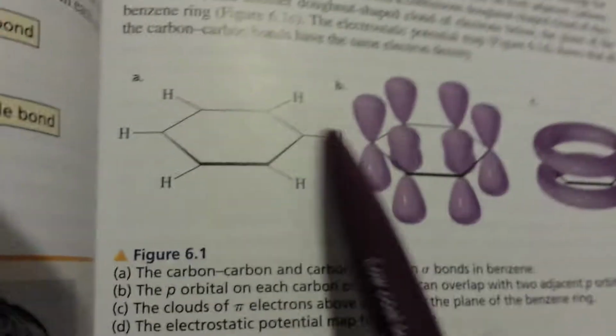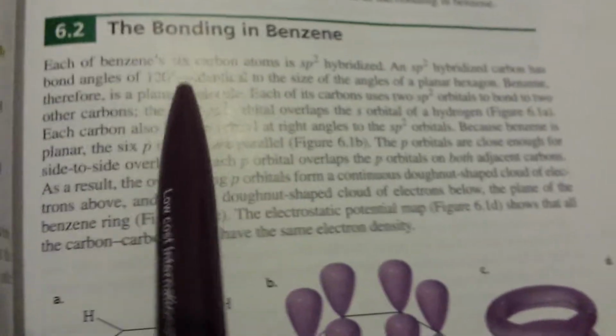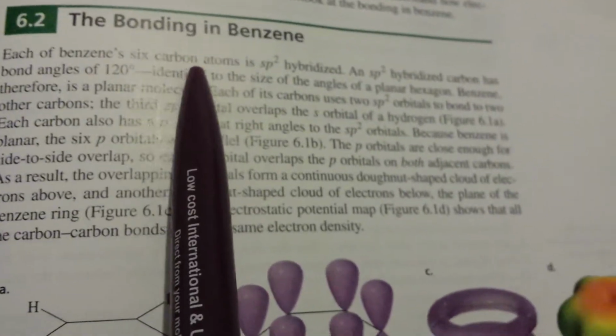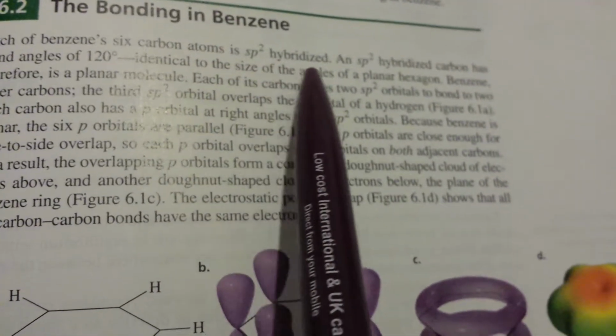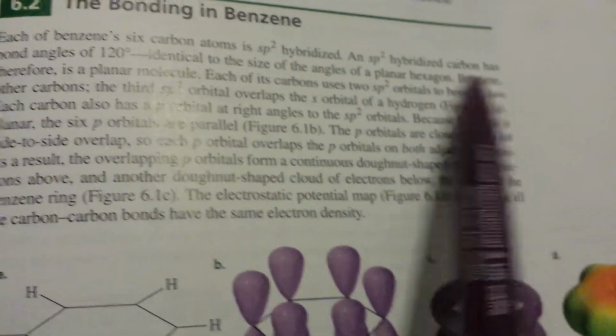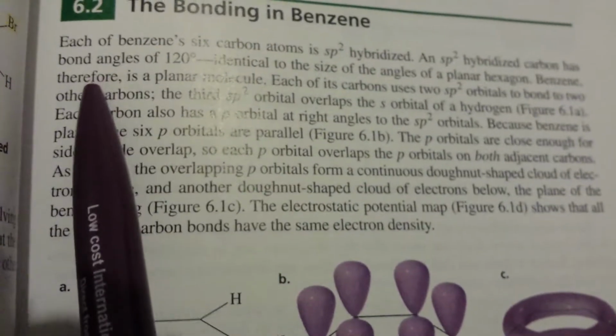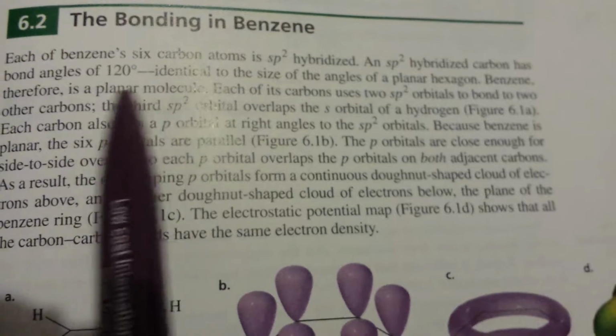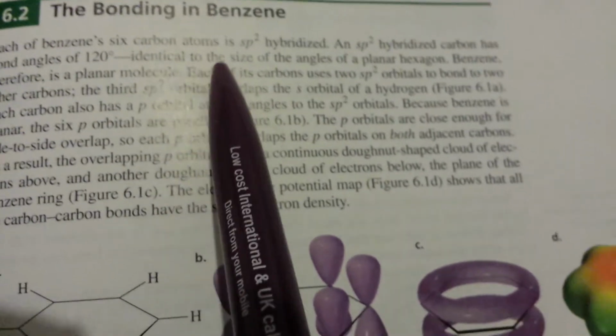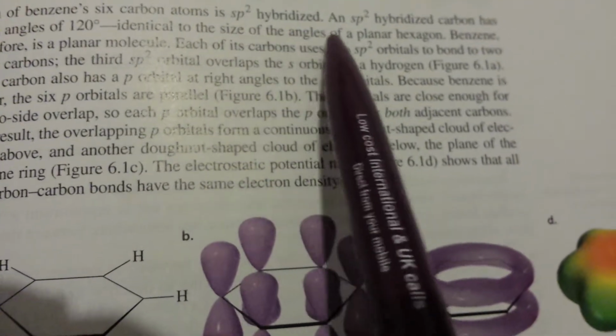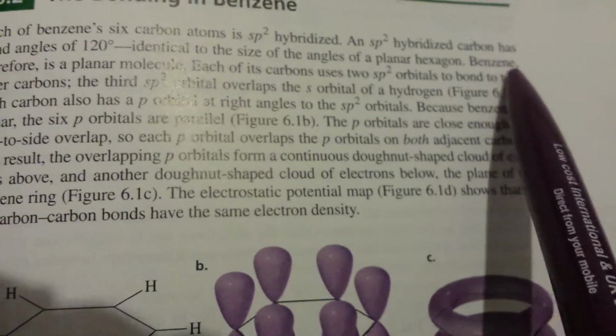Where are the electrons? Okay. So each of benzene's 6 carbon atoms is sp2 hybridized, and an sp2 hybridized carbon therefore has a bond angle of 120, identical to the angle of a planar hexagon.